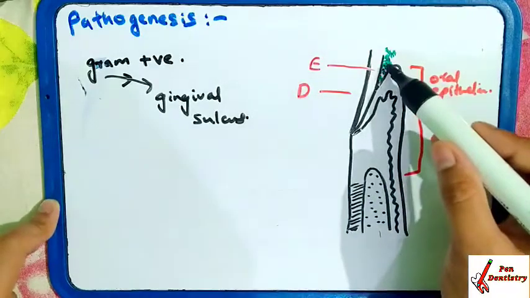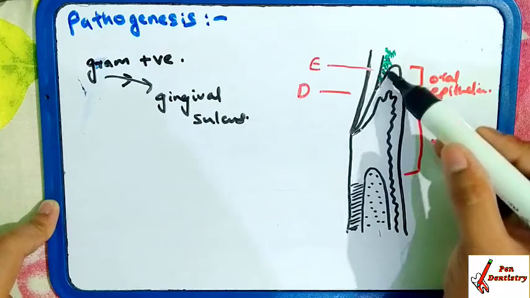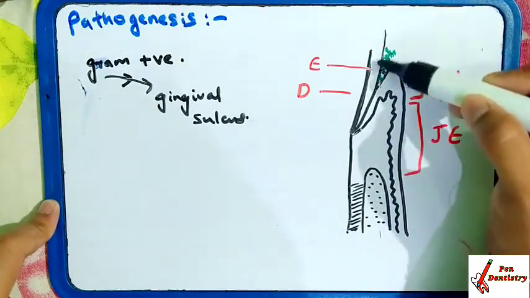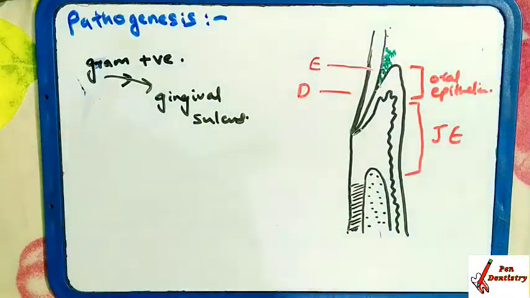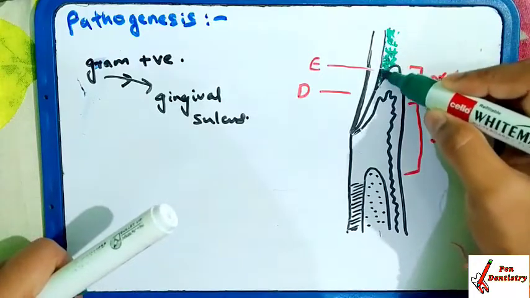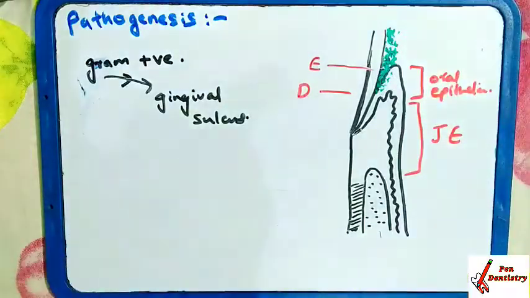This bacteria will go inside and reach the gingival sulcus region. This is the gingival sulcus region. When the bacteria are present on the tooth surface, on the supragingival, and reach down to the sulcus region, at that time the periodontal pocket forms.